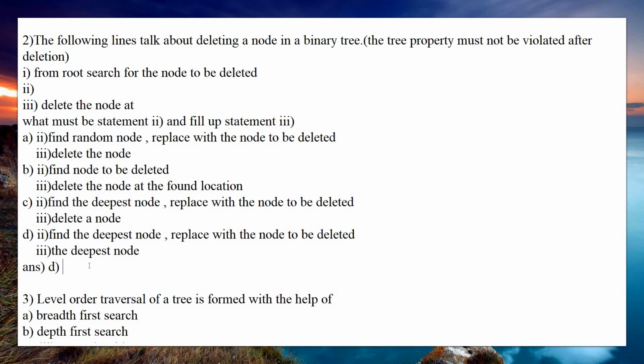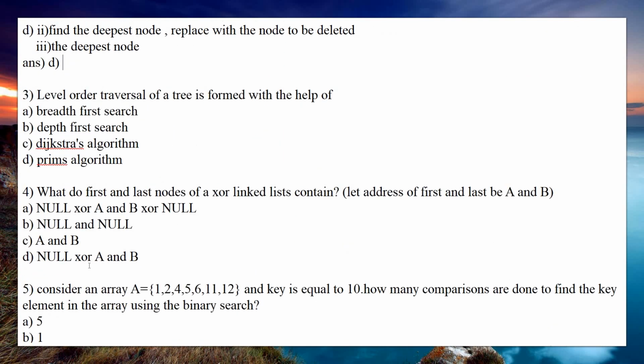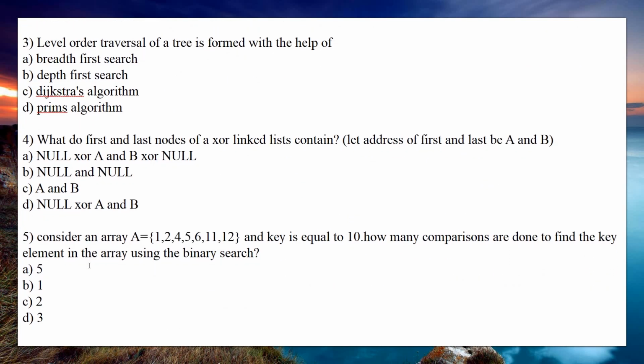So option D is the correct answer. So next thing is the third question, that is the level order traversal of a tree is formed with the help of. There are 4 options: one is breadth first search, then depth first search, then Dijkstra's algorithm as well as Prim's algorithm.